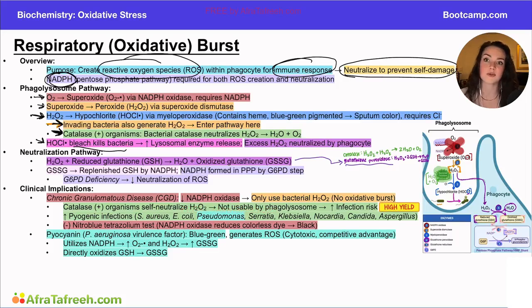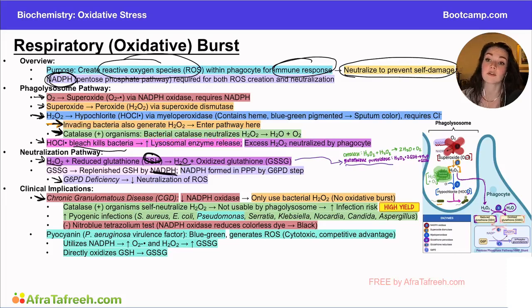Now that we've made all those reactive ROSs, it's time to shut them down and neutralize them. And we did that with the enzyme glutathione peroxidase, which turned that peroxide into water with the help of the very important substrate reduced glutathione. And NADPH was also really critical for the formation of that reduced glutathione, and that again comes from the pentose phosphate pathway. Then we talked about some cool clinical implications, the first one being in chronic granulomatous disease.